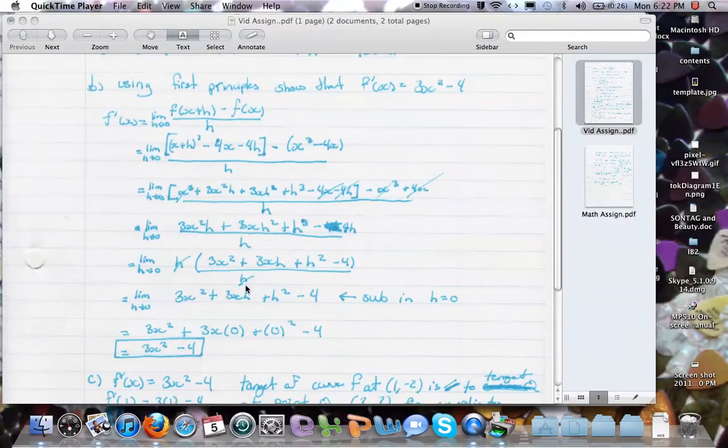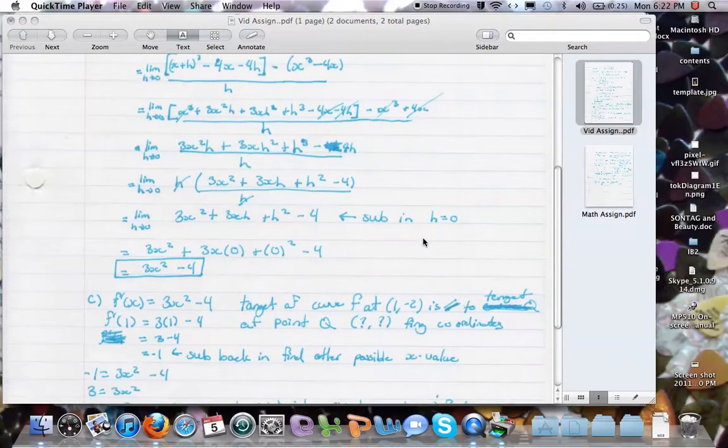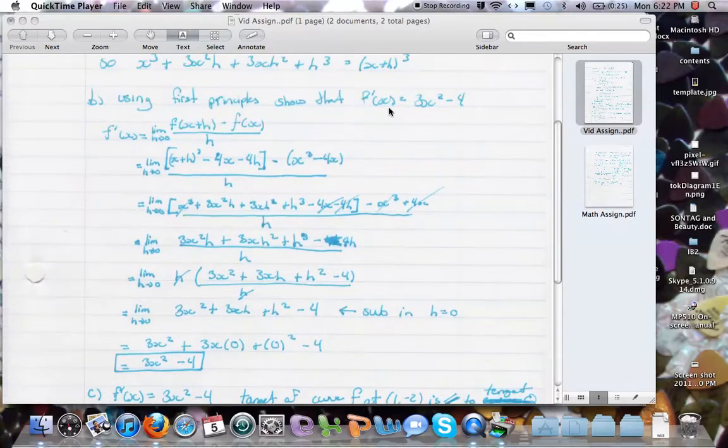In the next step, I factored out h and got 3x squared plus 3xh plus h squared minus 4, all times h. I crossed out that h and the denominator h, and was left with what you see there: 3x squared plus 3xh plus h squared minus 4. I subbed in h equal to 0, and I got my derivative. As you can see here, the 3x h and the h squared both equal 0, so you're left with 3x squared minus 4, which is the same as what we originally started with up here.